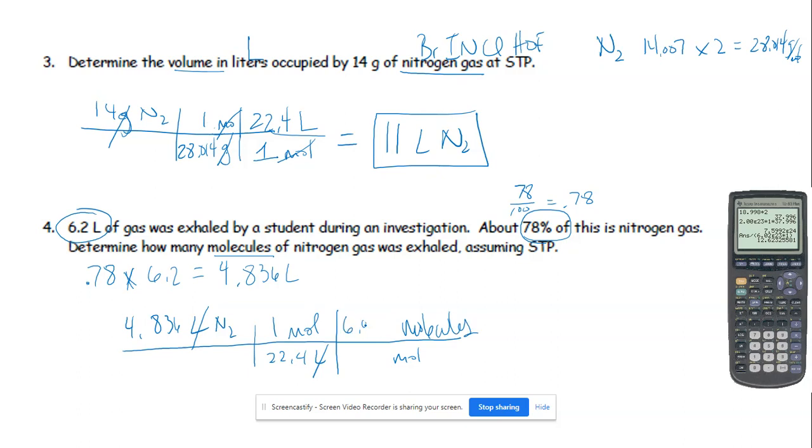So I'm going to put mole on the bottom, and I'm going to turn my moles into molecules. We know that there are 6.02 times 10 to the 23rd molecules in 1 mole of anything. So now I can do my math. 4.836 times 1 times 6.02 times 10 to the 23rd divided by 22.4. And we should end up with 1.3 times 10 to the 23rd molecules of nitrogen gas. I'm going to keep those 1, 2 sig figs because I have 1, 2 sig figs in my original problem.